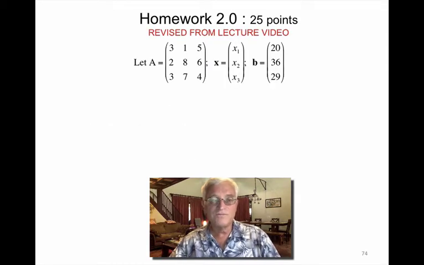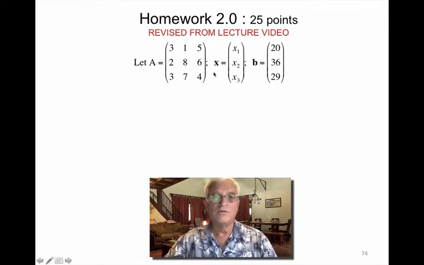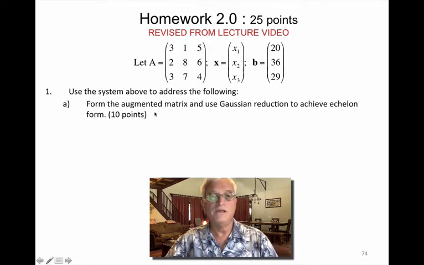So first, we'll start with the problem as it's defined from the lecture video, slightly revised, so make sure you use this version, not the one in the lecture videos, and we will put these things together. So here's our nice 3 by 3 matrix. We would like to form AX equals B and ask ourselves, what is B? So problem 1 says start off with building an augmented matrix and use Gaussian reduction to first get echelon form.